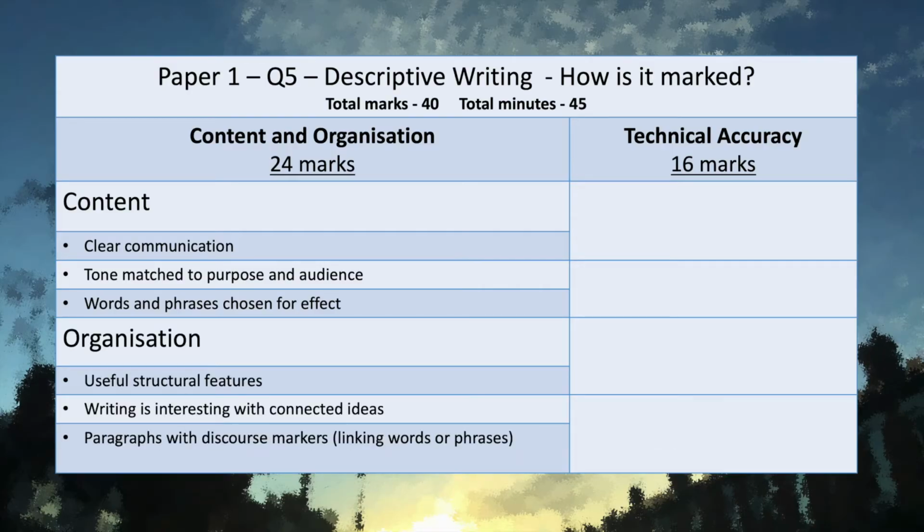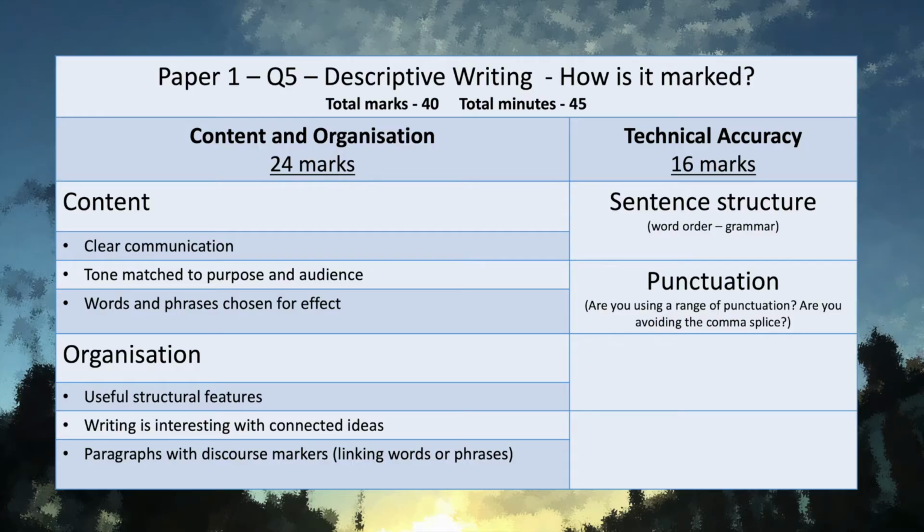The organisation is the order that you put your writing in. So what do you say first? What do you say next? And how do you link those things together? An obvious feature would be a paragraph as to how you separate out different ideas. And you will use words to link each paragraph to the next. So how does your writing unfold? That's the organisation. And does it feel like a whole piece of writing by the end of it?